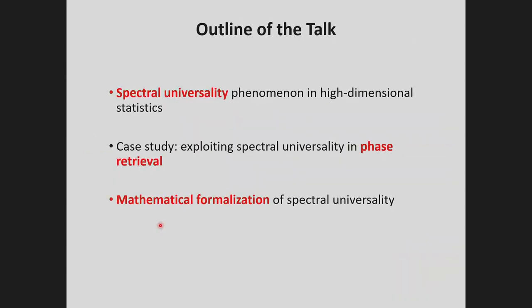So here's the outline of my talk. I've already told you what the phenomenon is that we want to understand, which is spectral universality. Now I'm going to the second part of the talk, where the goal is to give you an example of why this is an important thing to try and understand and what you can do by exploiting this phenomenon. And the last part of the talk will be towards trying to bring this heuristic principle into a formal mathematical statement.